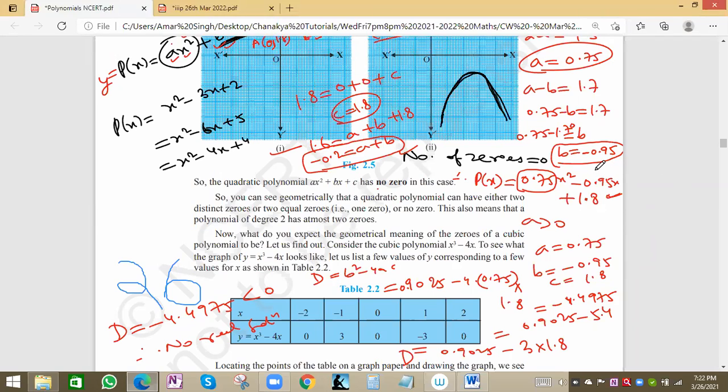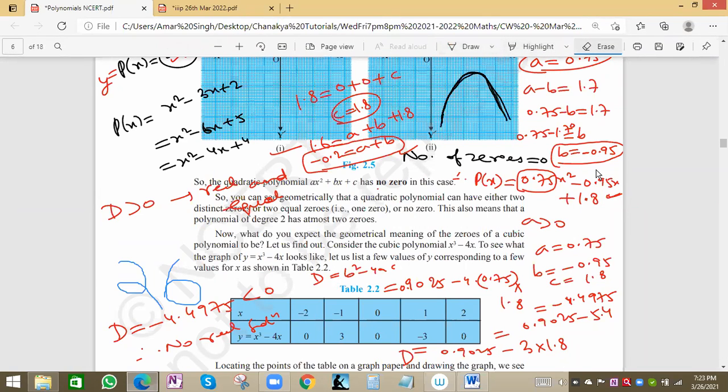Based on the D value, we know the nature of the solution. What are the three cases? For D greater than 0, the roots are real and distinct. Distinct means different. Zeros are roots basically. For D equal to 0, where D means discriminant, b square minus 4ac, the roots are real and equal. We will see this in the quadratic equations chapter in detail. For D less than 0, there are no real roots.